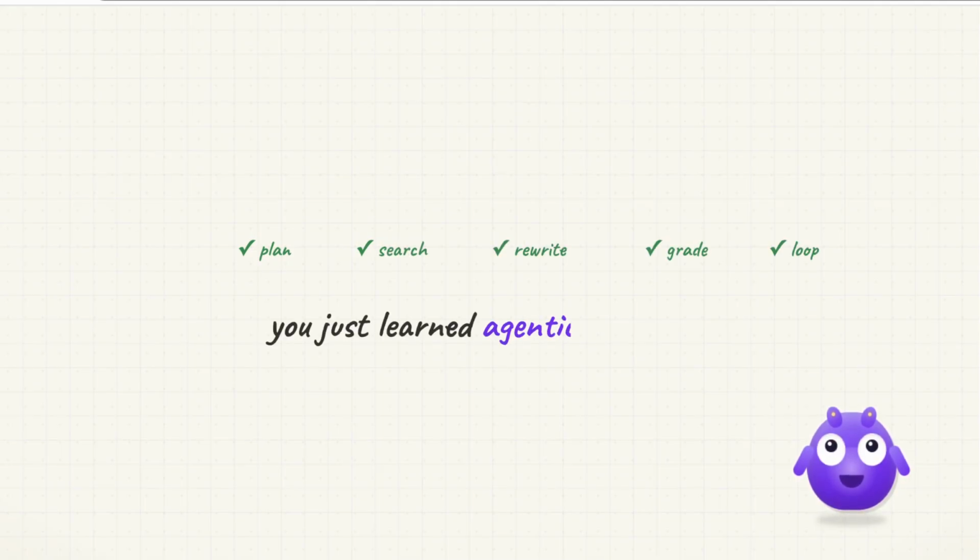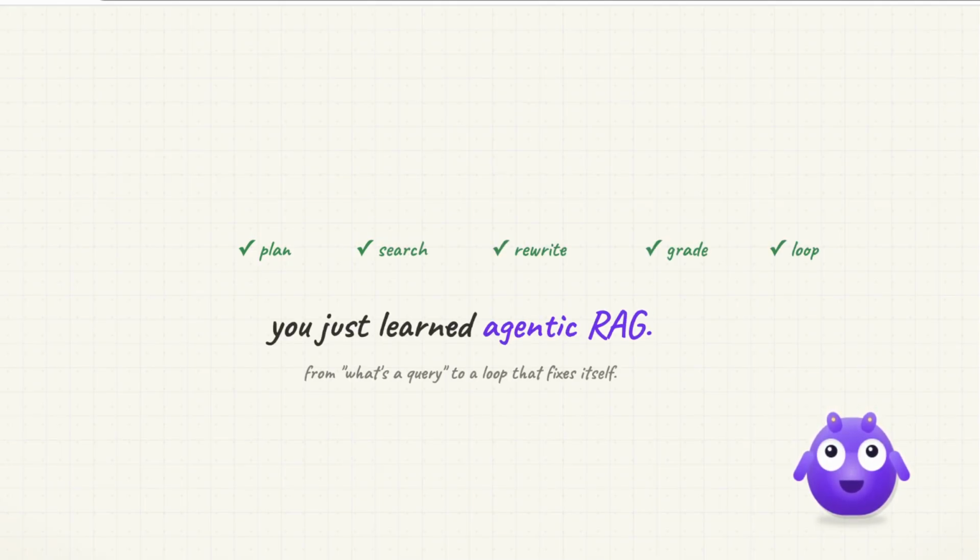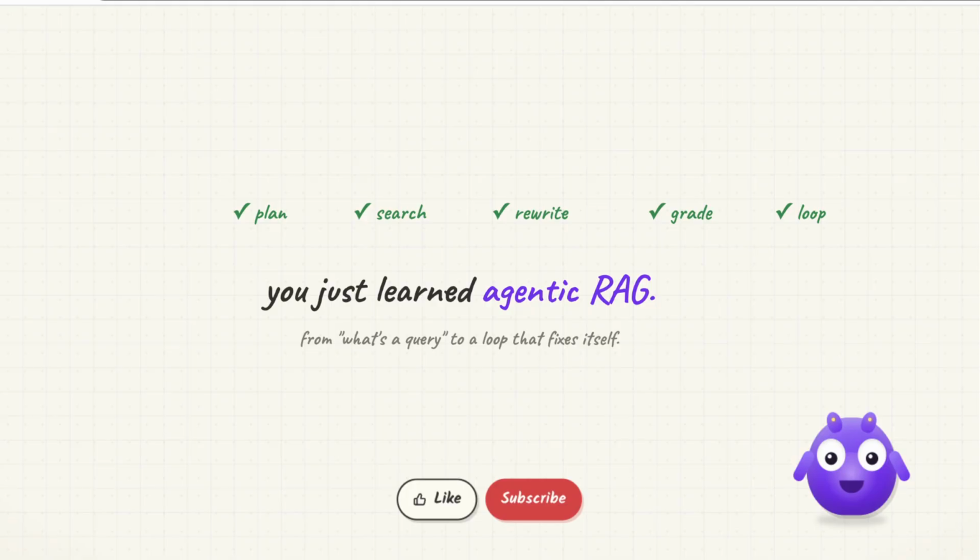So let's zoom all the way out. You now know how an agent plans a search, rewrites its own query, grades what it finds, and loops until the answer is actually grounded. That's not a buzzword anymore. That's a machine you could sketch on a napkin.